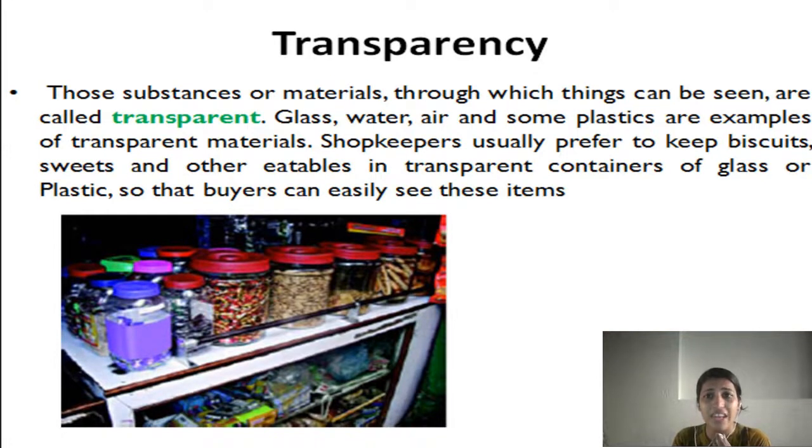Fifth property is transparency. Those substances or materials through which we can see clearly are called transparent materials, like glass, air, water and some plastics. We can see through them clearly. So they are called transparent materials. Shopkeepers usually prefer to keep biscuits, sweets and other eatables in transparent containers of glass or plastic so that buyers can easily see them.